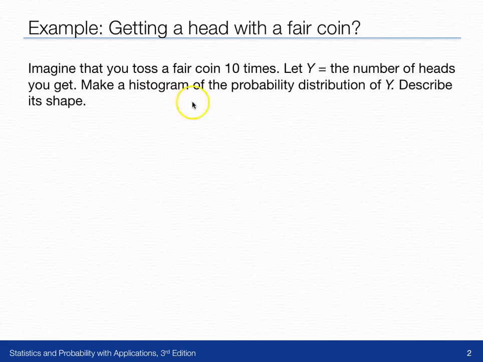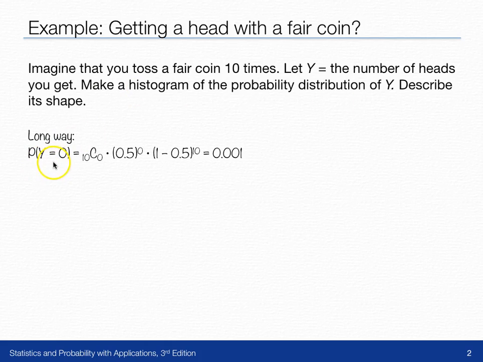To make the histogram of the probability distribution, we actually need the probability distribution, so we have to create that first. The first thing we're going to do is find the probability that y equals 0. That's the smallest number of heads we could get. By the way, this is going a little bit the long way. We're going to find the binomial probability that you would get 0 heads out of 10. And so we're going to do 10 choose 0 times 0.5, that's the probability of getting a head, to the 0 power because we want 0 heads, times 1 minus 0.5, that's the probability of not getting a head, to the 10th power. And you get this probability here.